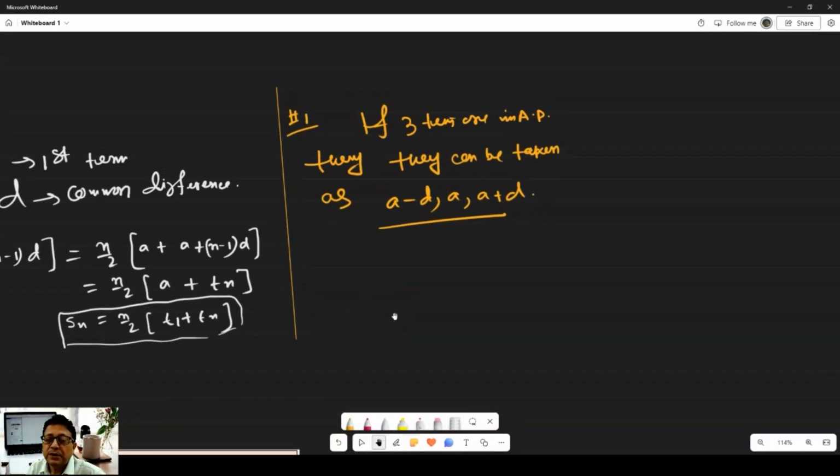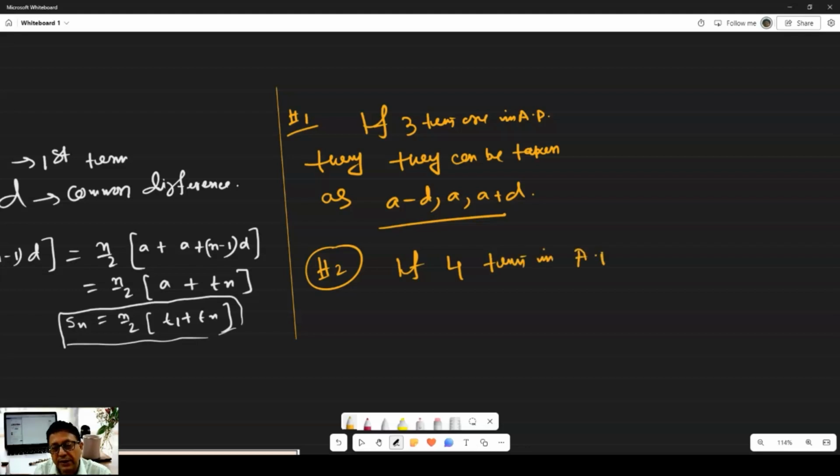Because sometimes they will give you information like this. Sum of 3 numbers in AP given, find the terms. One more information will be there. So in that case, if we consider the sum of these terms a minus d, a and a plus d, then their sum is going to be 3a. Just one variable is there. Calculation will be easier for you. Then if 4 terms in AP, minimum number of terms 3, no? That's why I started with 3.